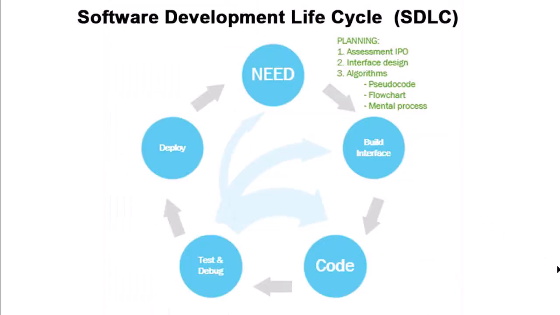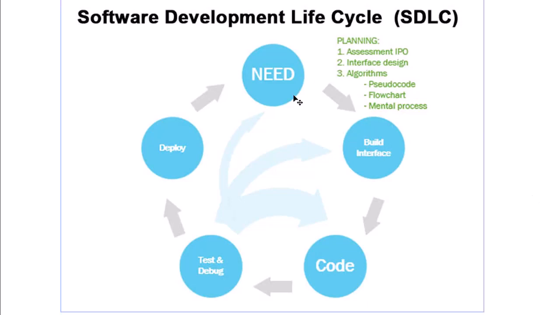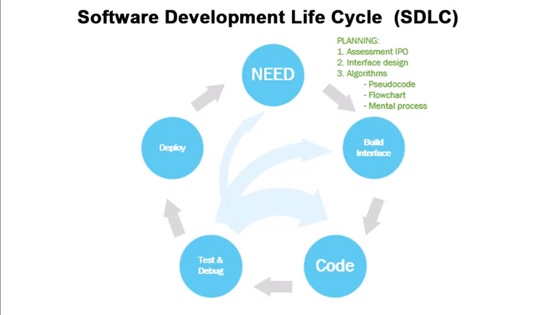We talked about the software development life cycle, in which there is a need. You just saw the need was to develop a program to check if a year is a leap year or not. We build our interface, and in doing that, we do some planning. And there's a couple things that we can do as far as planning. One of those is we can create an IPO chart. Every program basically comes down to input, process, and output. And we'll look at that in detail in a few more minutes.